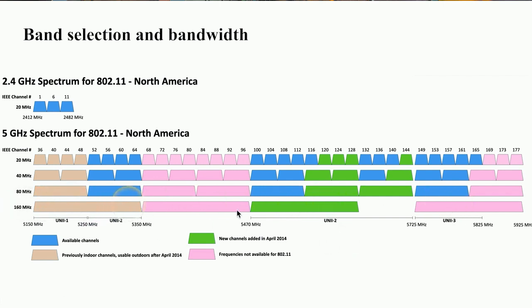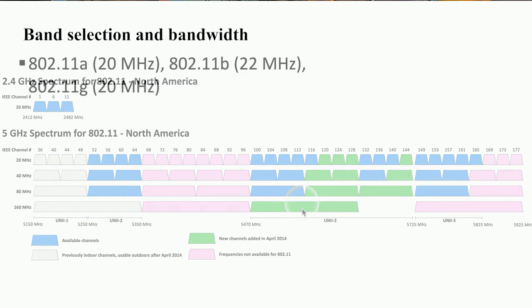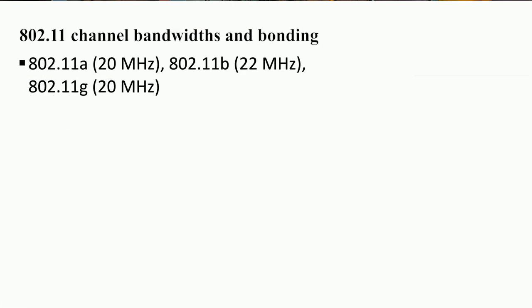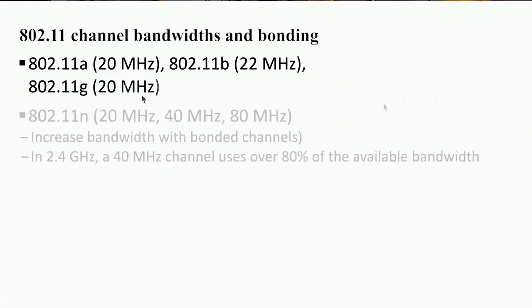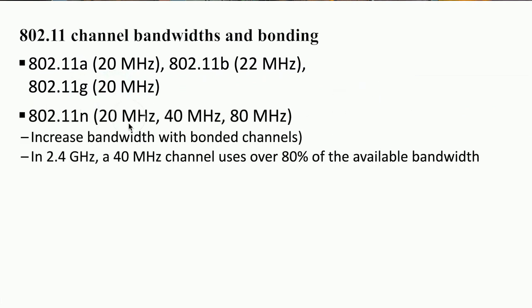When you get this big, you can see that on the 5 GHz spectrum, there are only 2 contiguous 160 MHz channels available. The channel bandwidth used is about 20 MHz for 802.11a, 22 MHz for 802.11b, and 20 MHz for 802.11g.